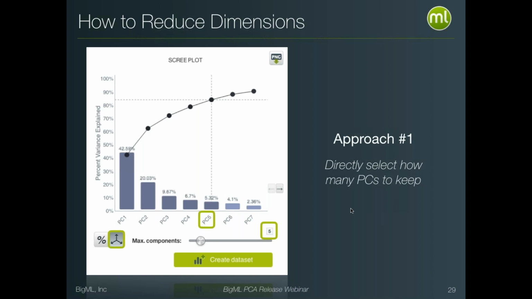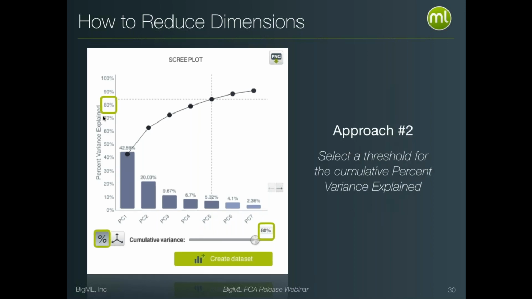Another approach is to instead choose a threshold for the percent of variance explained that you want to keep. So in this case, we would say, okay, we want at least 80% of the variance explained by the top principal components that we'll keep in our data set. And in this case, it would also correspond to 5 total principal components.